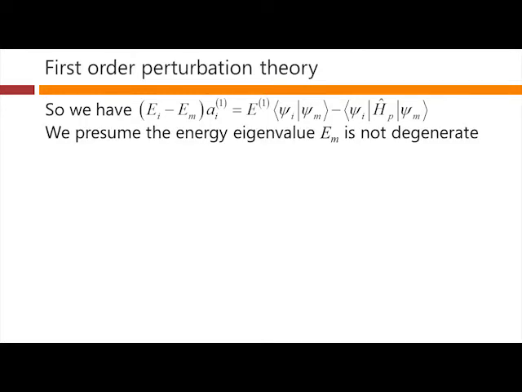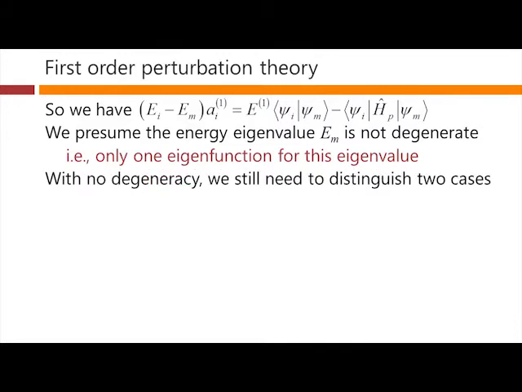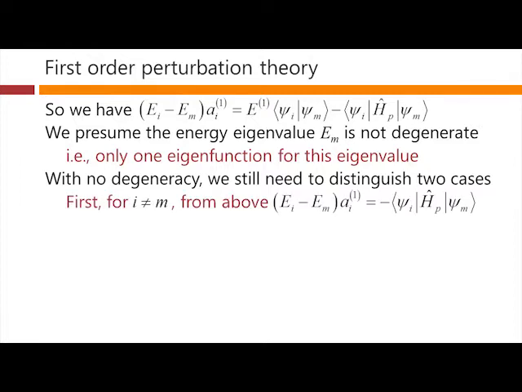we're now going to presume that the energy value Em, the unperturbed energy value, is not degenerate. That is, there's only one eigenfunction for this eigenvalue. With no degeneracy, we still need to distinguish two cases here. First of all, if i is not equal to m, from this equation that we have here, since we're not looking at a degenerate case, ei is not equal to em. And so we can rewrite this equation right away, dividing on the right-hand side by ei minus em. So now we have an explicit formula for this expansion coefficient.